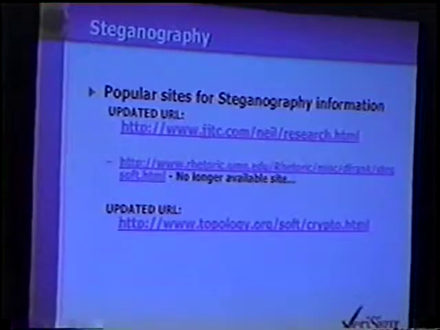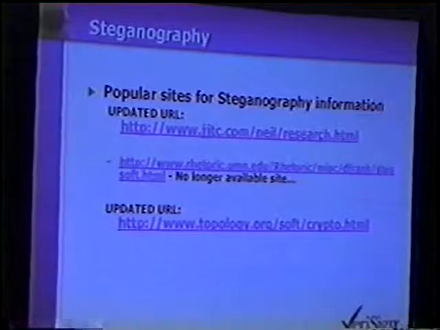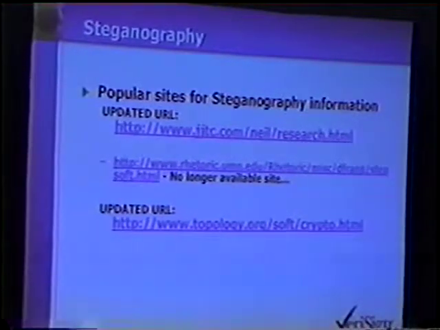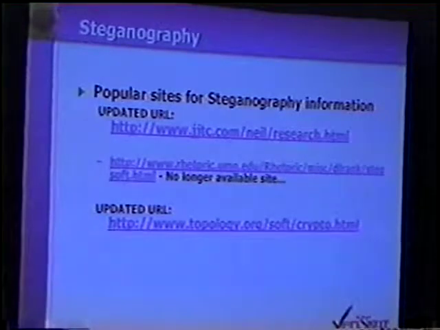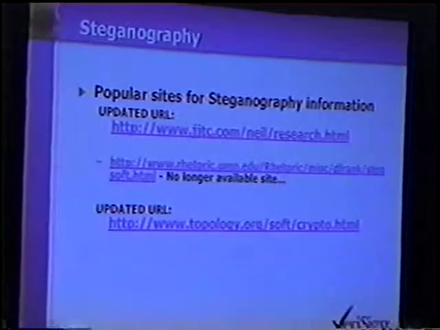There are a couple of sites that I've provided here. Unfortunately, recently, a lot of these URLs have been updated, so I've updated these URLs for you. Neil Johnson has a lot of information on steganography, both links to various tools that you can use for not only doing steganography, but also steganalysis and things of that nature. And topology.org also has some good information on Stego as well.